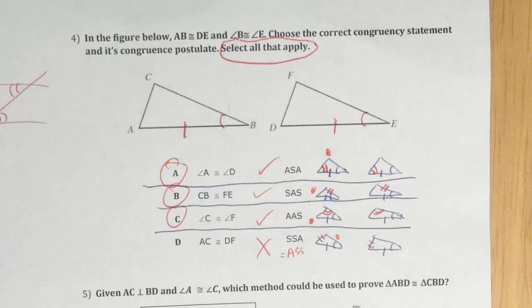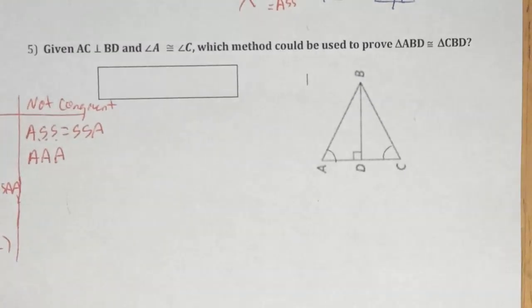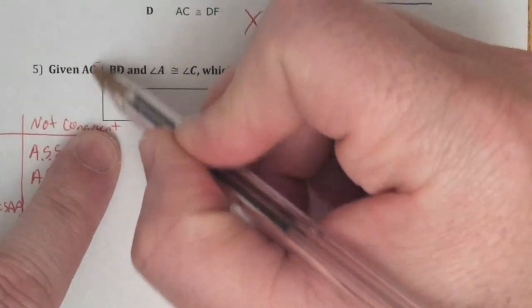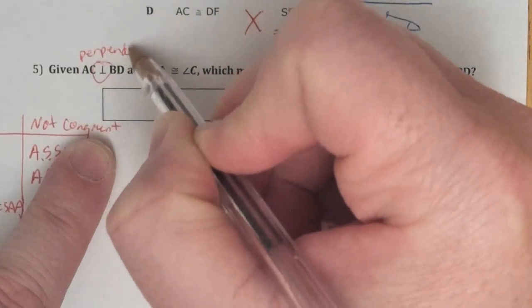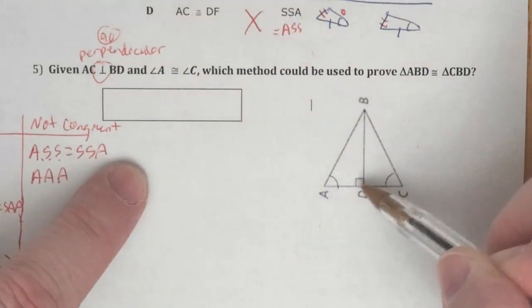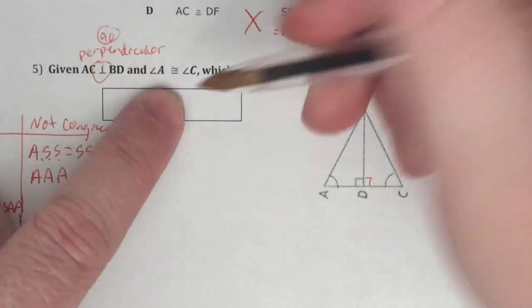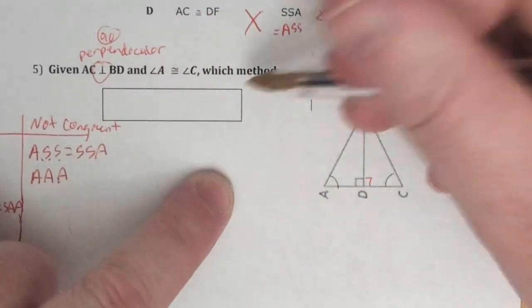And the last one, number 5. So on number 5, and then we have part 2 after this, they said this right here. What does that symbol mean? That means perpendicular. Perpendicular, which means they intersect at a 90-degree angle. So there's a 90-degree angle here, and it would be on this side as well. They also said that angle A is equal to C. So here's A and here's C.